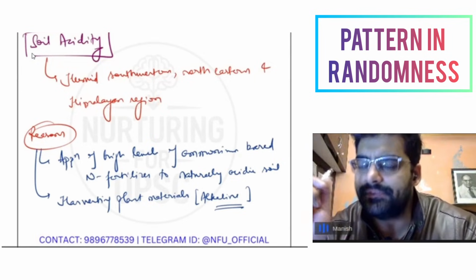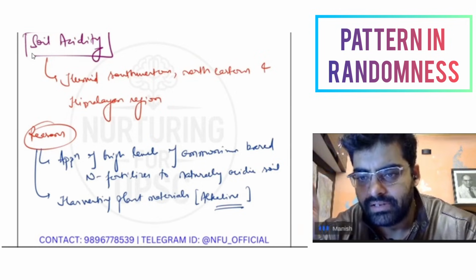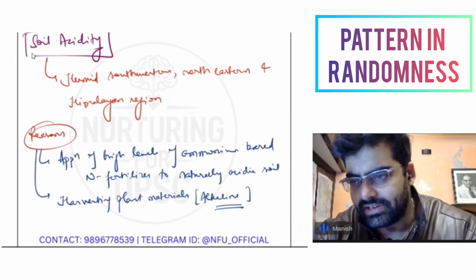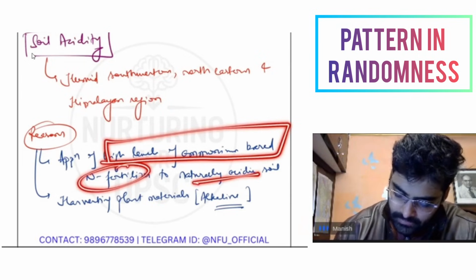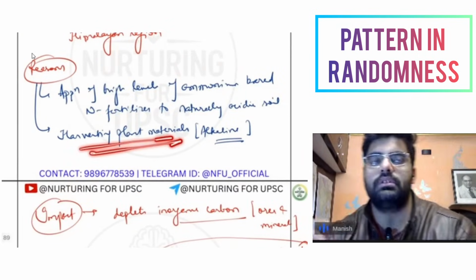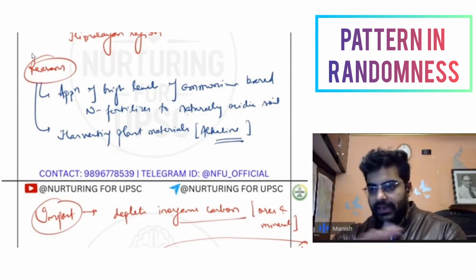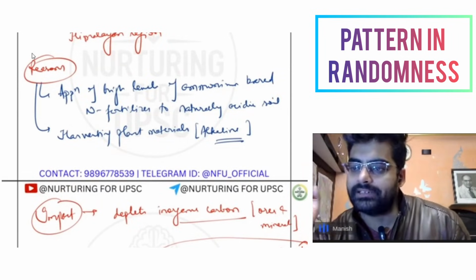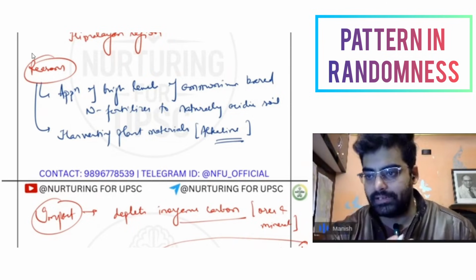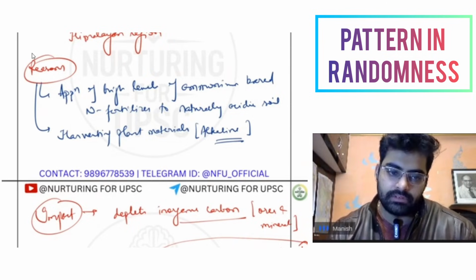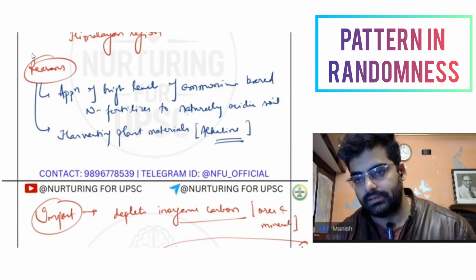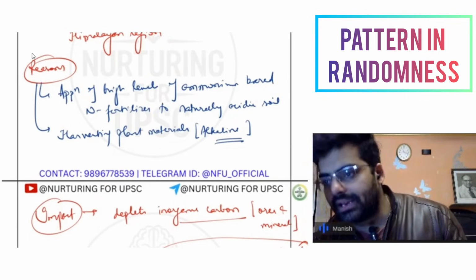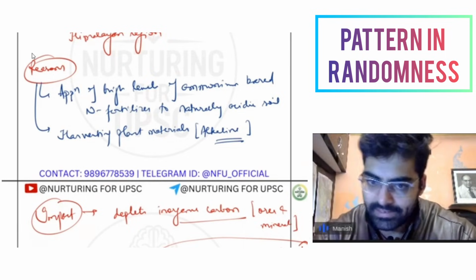There are many reasons. If we apply more ammonia fertilizer, it will increase the natural acidity of the soil. This is written here: high levels of ammonia-based nitrogen fertilizer and harvesting plant materials. If the soil has a plant cover, the plant cover actually imparts alkalinity to the soil, and if we remove that plant cover or plant material, the source which was providing alkalinity gets removed and it becomes acidic. The plant material had a neutralizing effect, and when it gets removed, the soil becomes acidic.